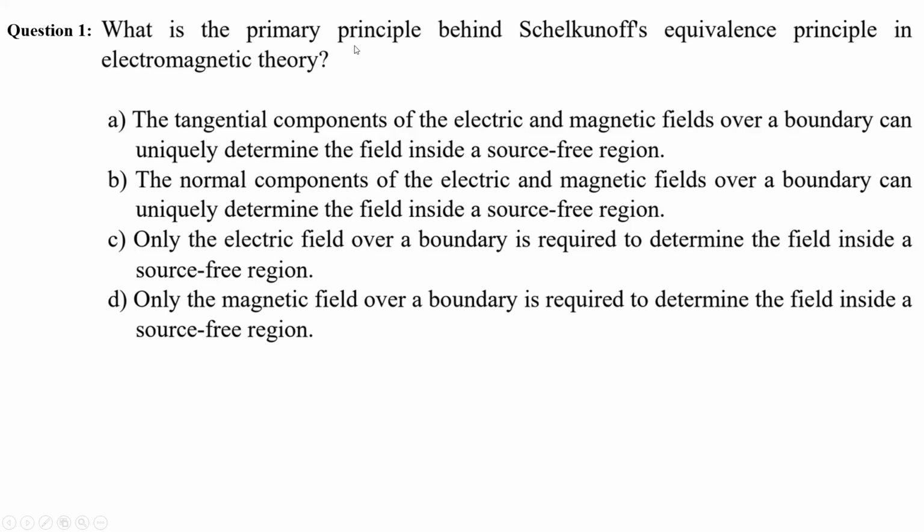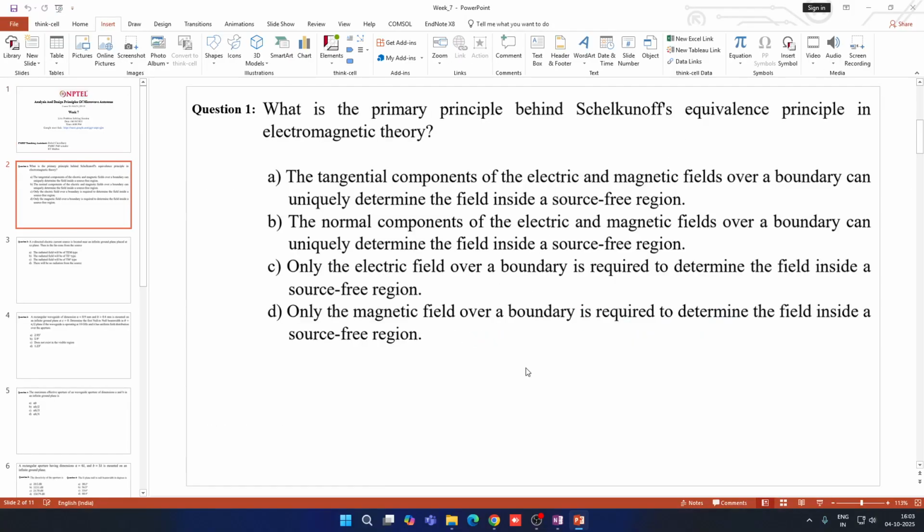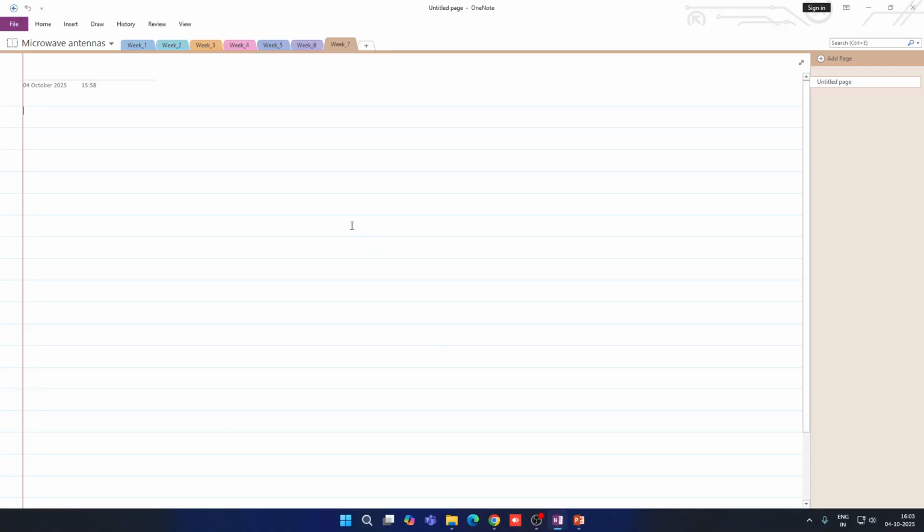Question number one is, what is the primary principle behind Shelkonov's equivalence principle in electromagnetic theory? Four options are given and we have to select the primary principle behind Shelkonov's equivalence principle. So first we will see what Shelkonov's equivalence principle is.